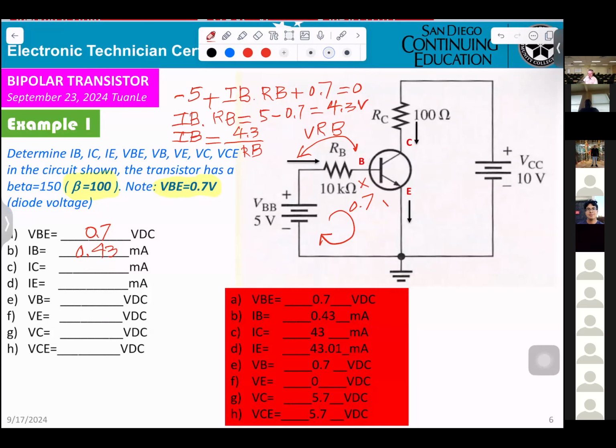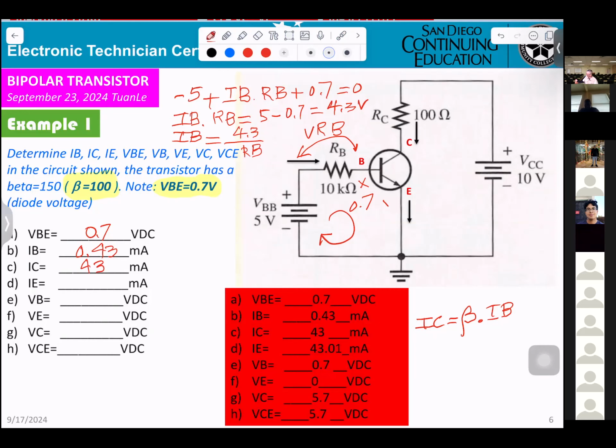Okay, if you want to calculate the IC, you know IC equals beta times IB. And they already gave it to you here, beta equal 100. So basically you take 0.43 times 100, that gives you 43, right?